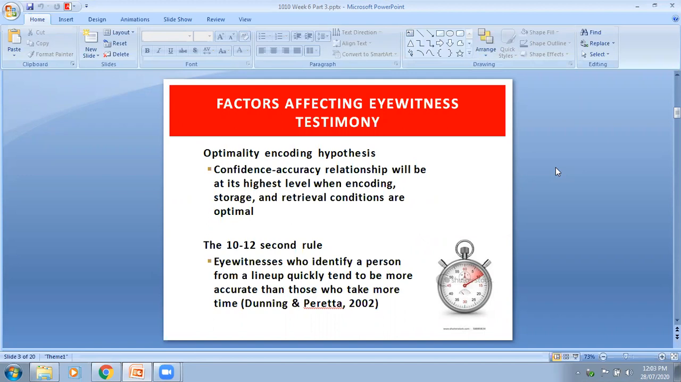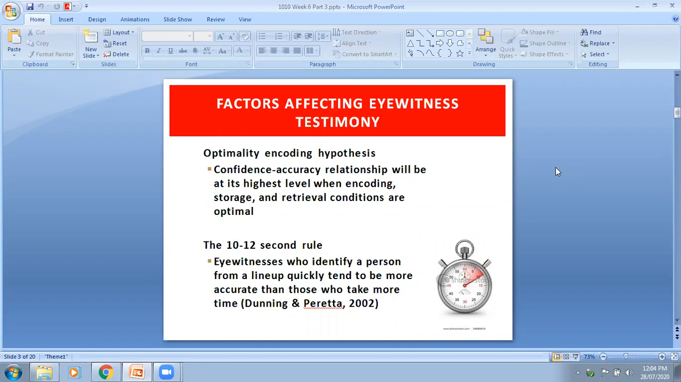This is saying that the confidence-accuracy relationship will be at its highest level when encoding, storage, and retrieval conditions are optimal. So this is related to the information processing conditions, such as lighting at the time of the incident and the confidence of the witness. And this leads to a high level of stimulus encoding during memory storage and memory test, which is the retrieval.